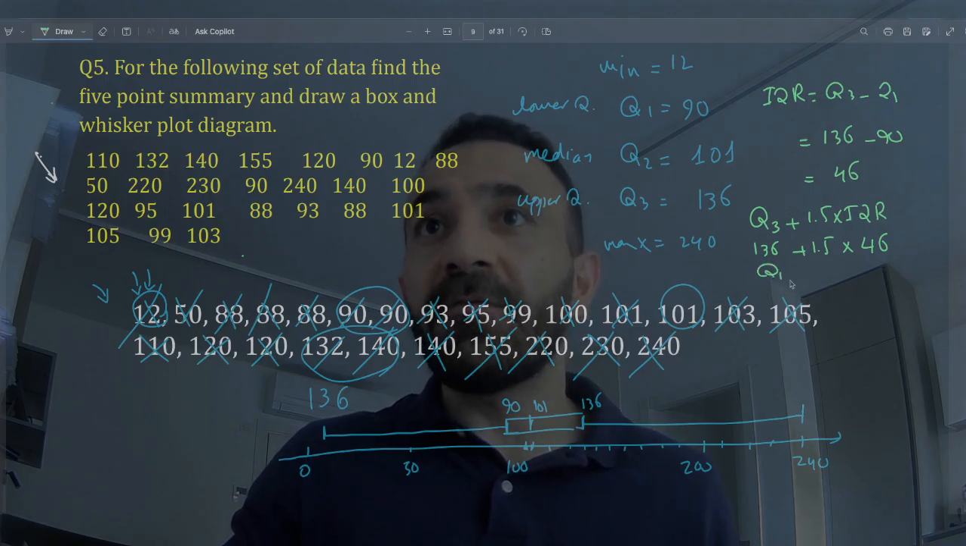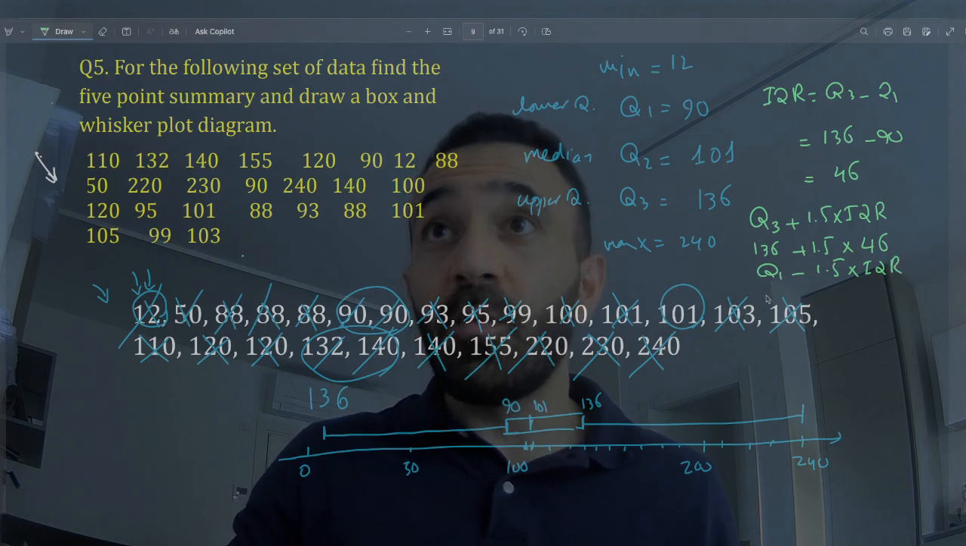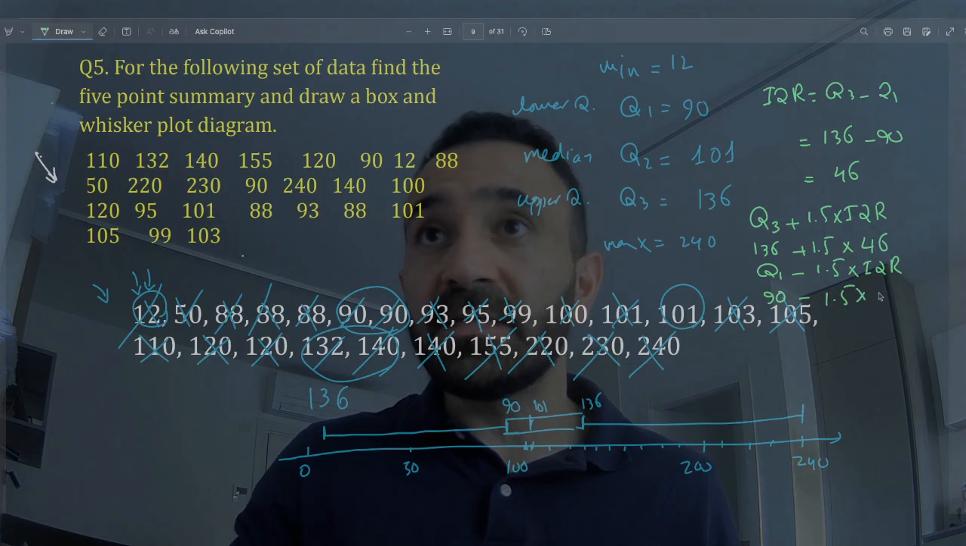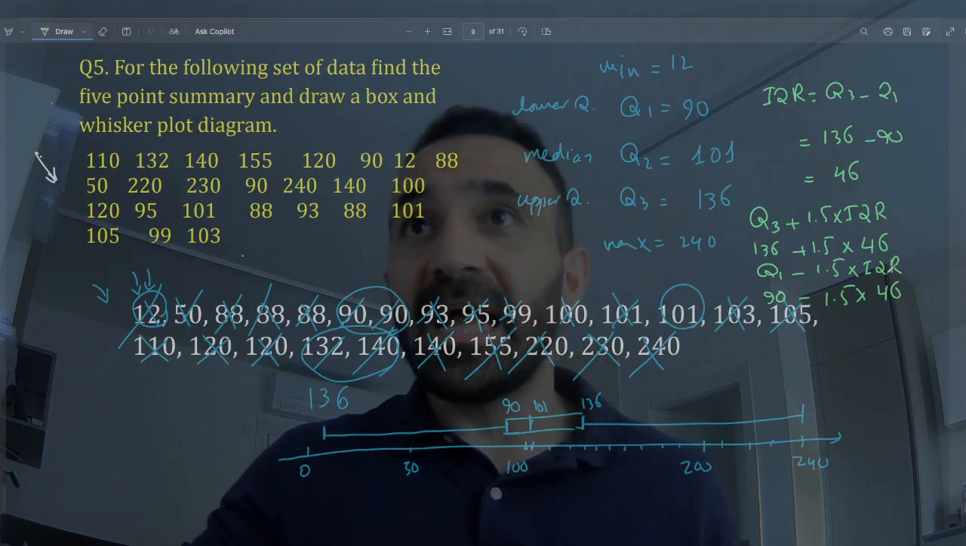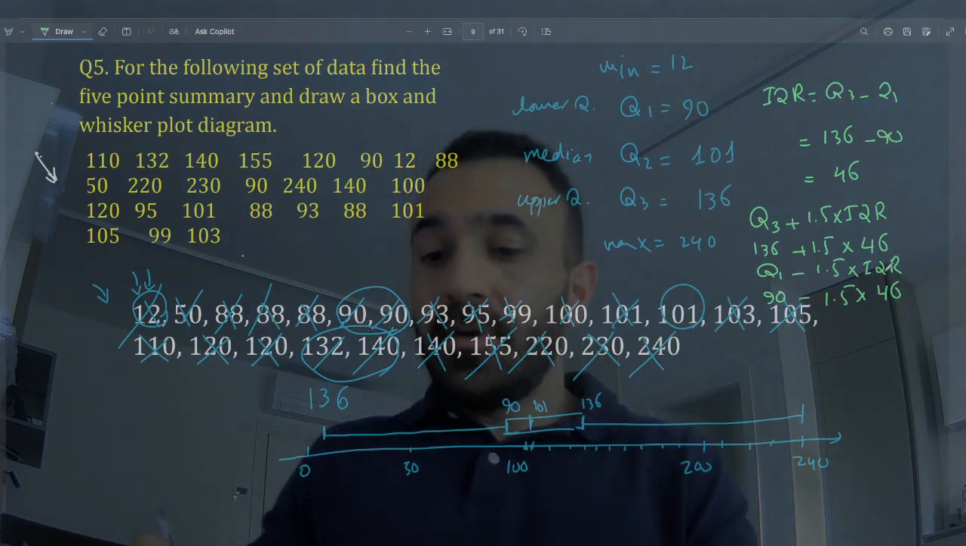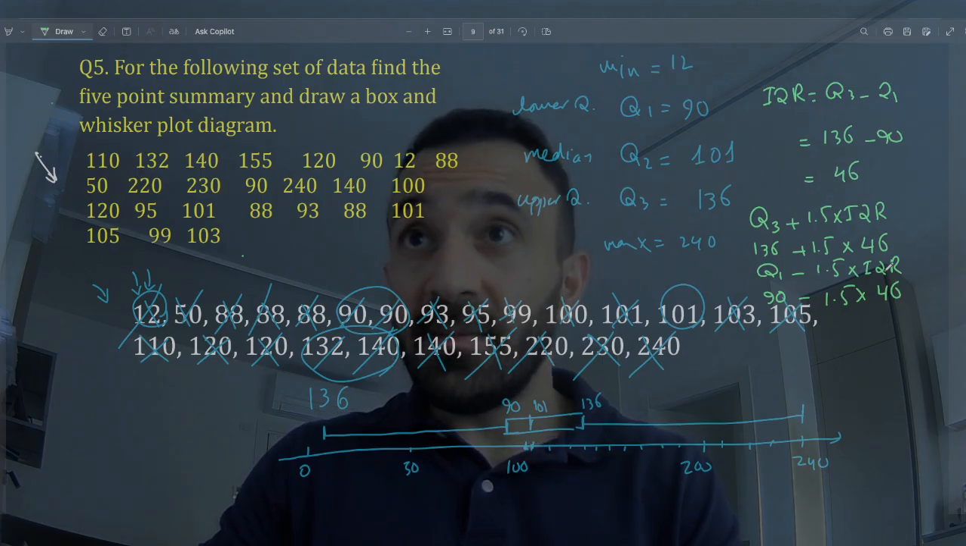And what is the lower fence? Q1 minus 1.5 times the interquartile range, which is 90 minus 1.5 times 46. I'm going to find these two numbers with the calculator: 136 plus 1.5 times 46, and 90 minus 1.5 times 46.